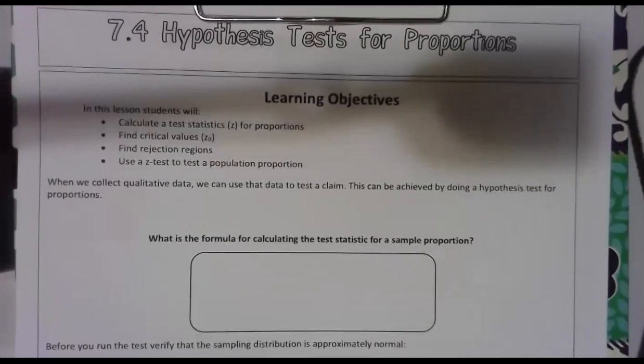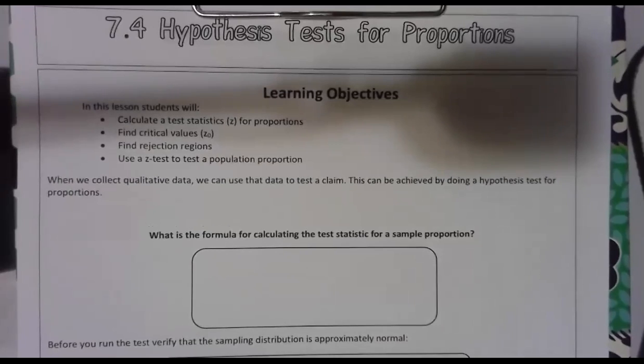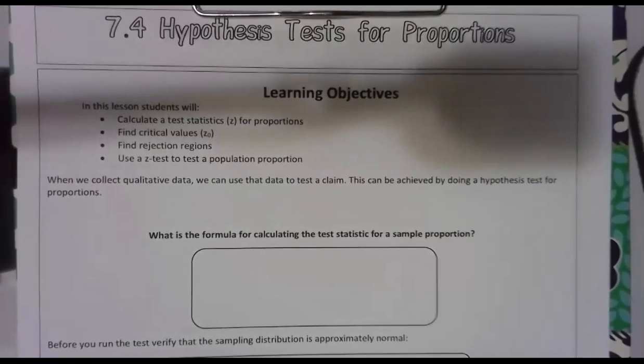Okay, last section, 7.4 in chapter 7. We're actually skipping 7.3. All right, so we're going to learn how to calculate a test statistic, Z, for proportions, to find critical values, Z naught, find rejection regions, and use a Z-test to test a population proportion. So when we collect qualitative data, we can use that data to test a claim. This can be achieved by doing a hypothesis test for proportions.